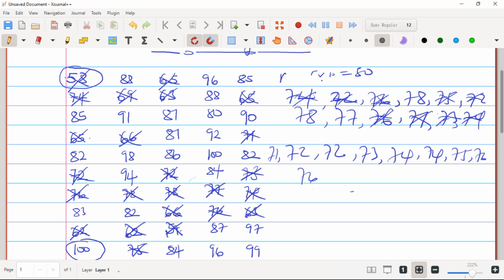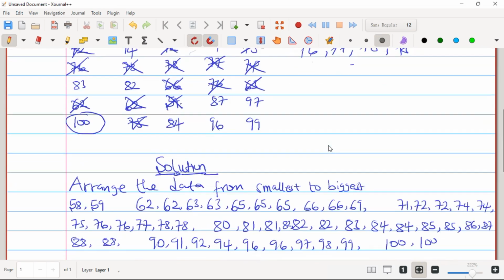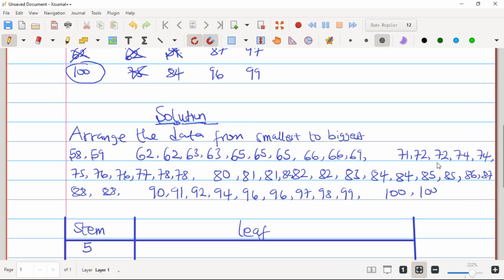77, 78. Right? So 77. And then 78, 78, because we are having 78, and then 71. So this is how we are going to arrange this one in ascending order. Once you are done arranging it in ascending order, then you come and add it to this. So you have 71, 72, 72, 74, 74, 75, 76, 76, 77, 78, 78, right?